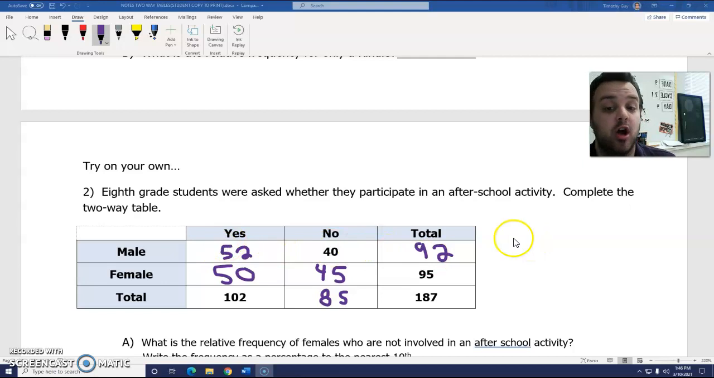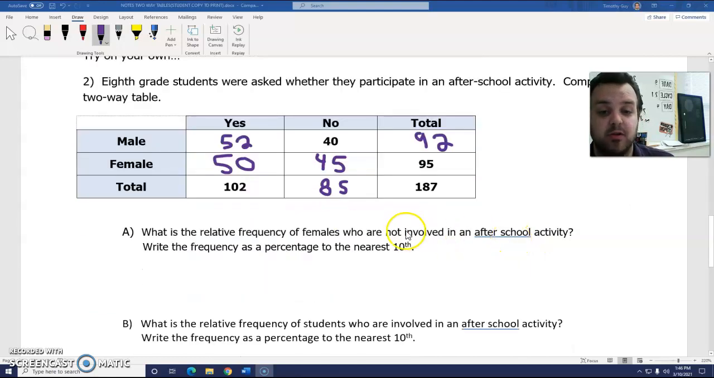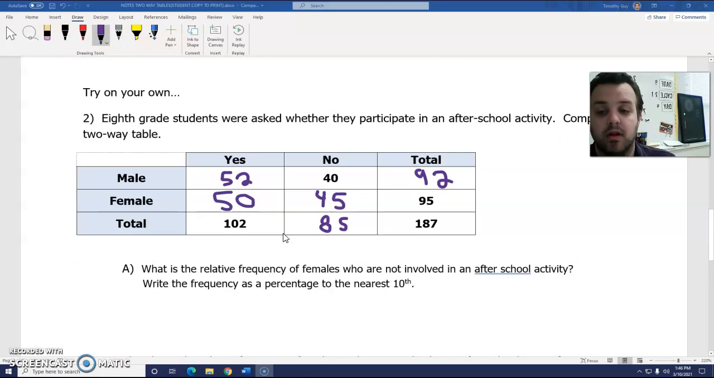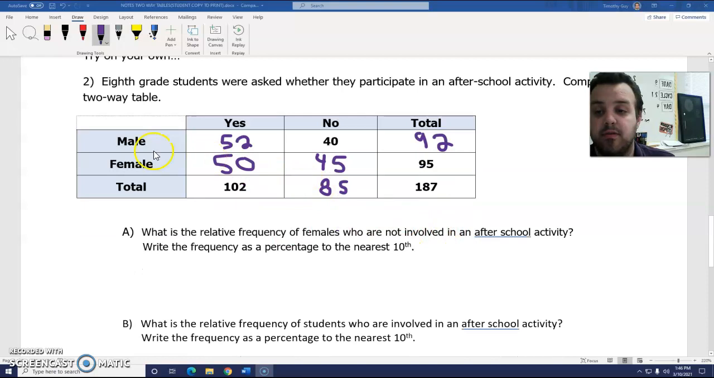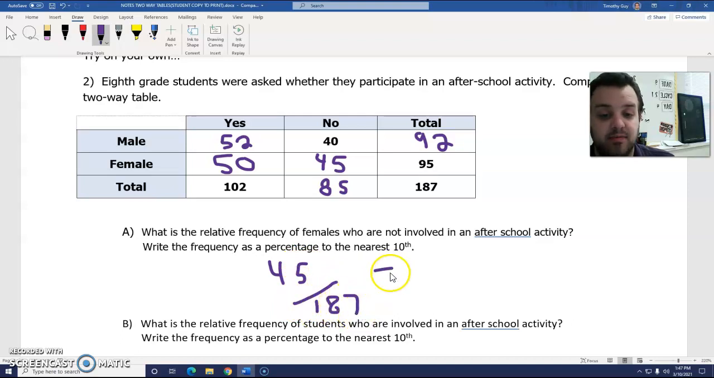Now, we're going to go ahead and answer some questions about relative frequency. So, what is the relative frequency of females who are not involved in after-school activities? Okay, so this is related to, if we look at girls who do not participate in after-school activities, there's 45 of them who do not. So we would say, okay, there's 45 out of the 187 total people who do not participate in after-school activities.